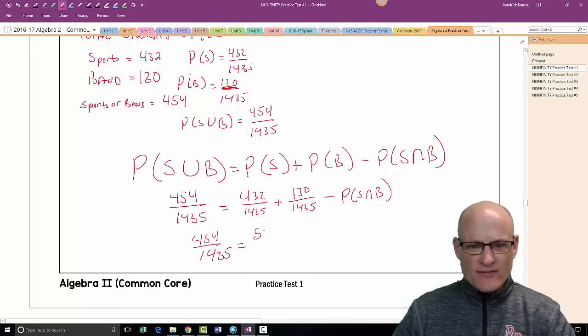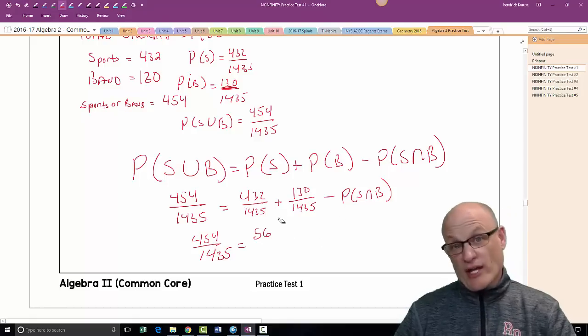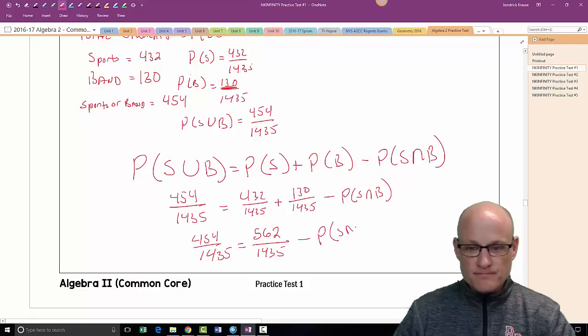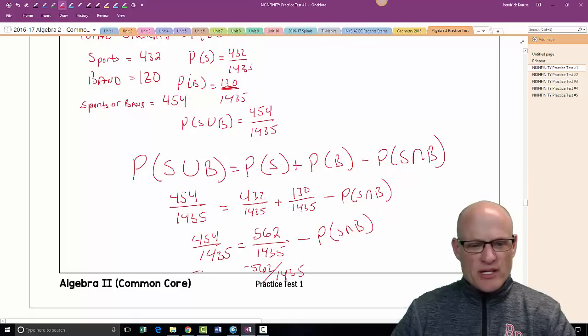562. I get 562. Although I'll write 6 just to be fun, 2 over 1,435 minus the probability of sports and band. So then I simply subtract off this 562 over 1,435. By the way, if you did not write this using probabilities, but you arrived at it a different way, that's okay, but you should be using probabilities. What you end up with is negative.